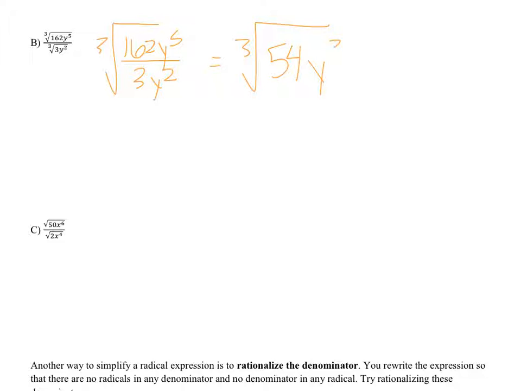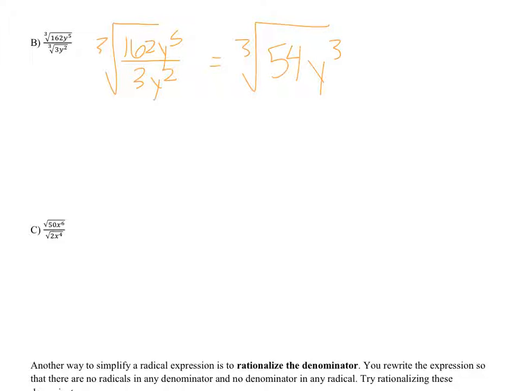And I'm going to go through B also, and then you get to go through C by yourself. So again, my roots are the same. They're both cubic roots. So I'm going to rewrite this as the cubic root of 162y to the 5th over 3y squared. So that's your cubic root of 54. 162 divided by 3 is 54. And y to the 5th divided by y squared would be y to the 3rd.